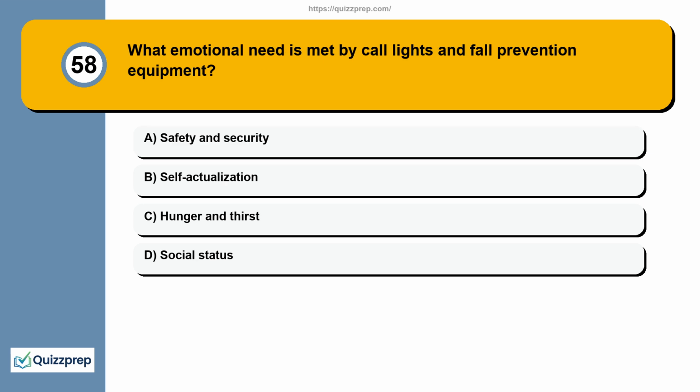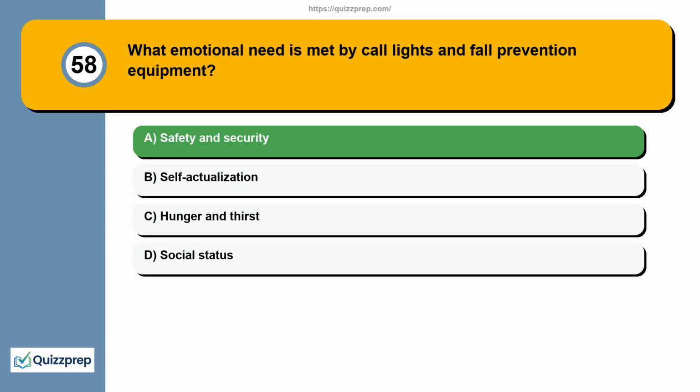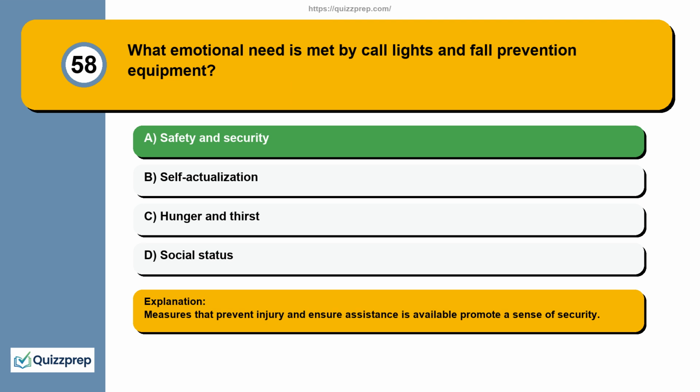Question 58. What emotional need is met by call lights and fall prevention equipment? Safety and security, self-actualization, hunger and thirst, social status. Measures that prevent injury and ensure assistance is available promote a sense of security.